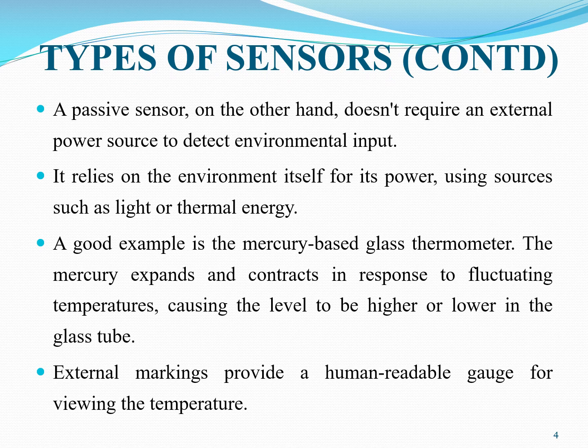Our next type is the passive sensor, which doesn't require any external power source to detect environmental input. It purely relies on the environment itself for its power, using sources such as light or thermal energy. A very good example is the mercury based glass thermometer. Whenever the mercury expands and contracts in response to fluctuating temperatures, causing the level to be higher or lower in the glass tube, the external markings provide a human readable gauge for viewing the temperature value.